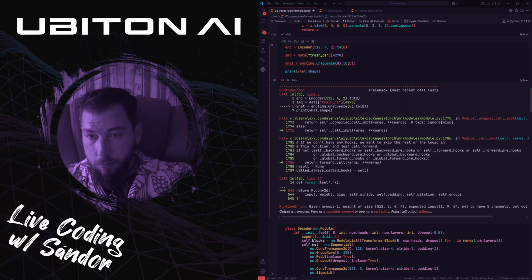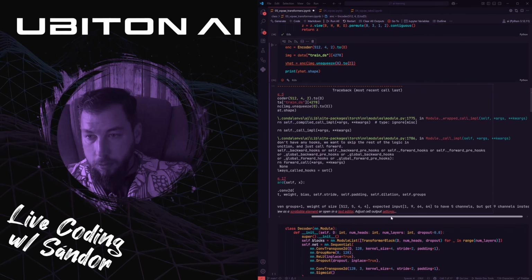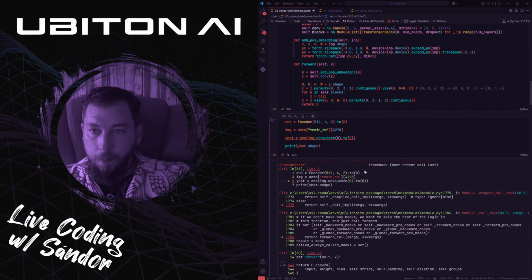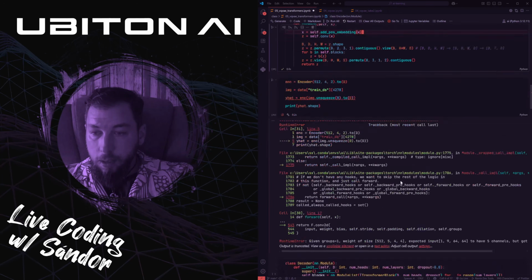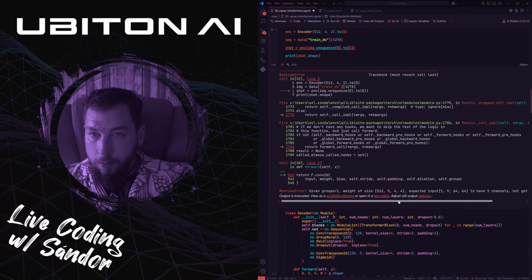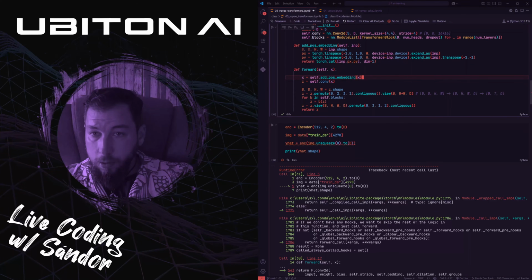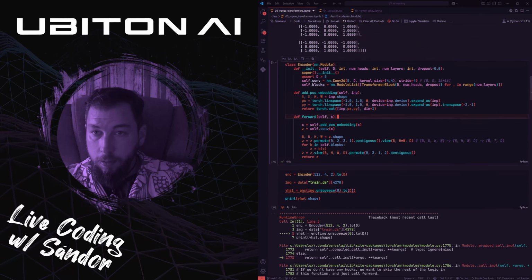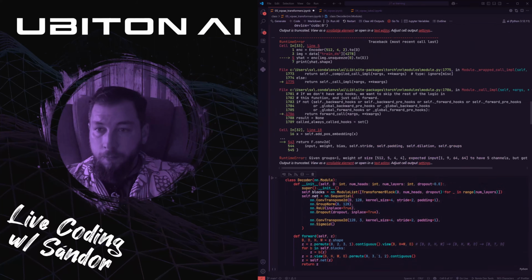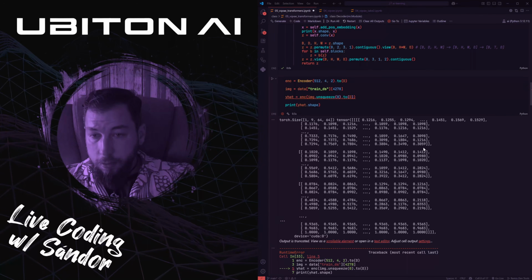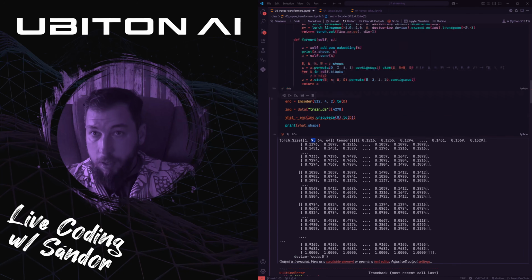Still an issue because given groups equals 1, weight of size expected input to have 5 channels but got 9 channels instead. Okay, well, worst case we can print everything and see how it gets 9 channels. So the input image has 3. Maybe I should use stack. Well, it looked fine in the example, so let's just print x.shape and x, debug a little. Of course, this is huge, but it has 9.